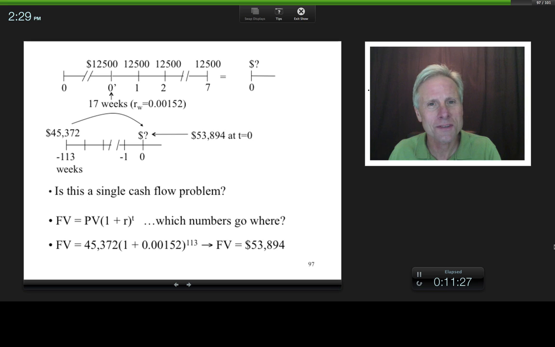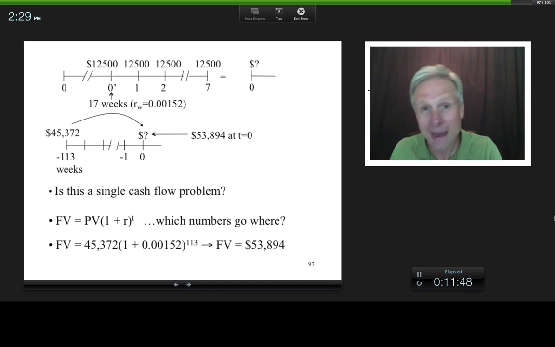So in other words, if you had the choice between all of these cash flows at this time period, given the rates, and 53,894 today, then would you care, or would you be mathematically indifferent?